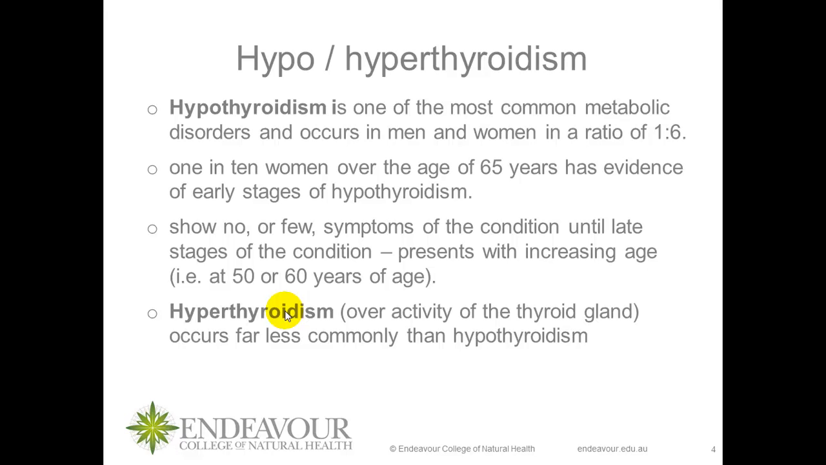And as we said, hypothyroidism is one of the most common metabolic disorders, where it has a distinct female predominance. We have a ratio there, men to women, 1 to 6. For women over the age of 65, as many as 1 in 10 of them would have evidence of early stages of hypothyroidism, where they may show no or very few symptoms, but the symptoms will then continue as that female increases with age.